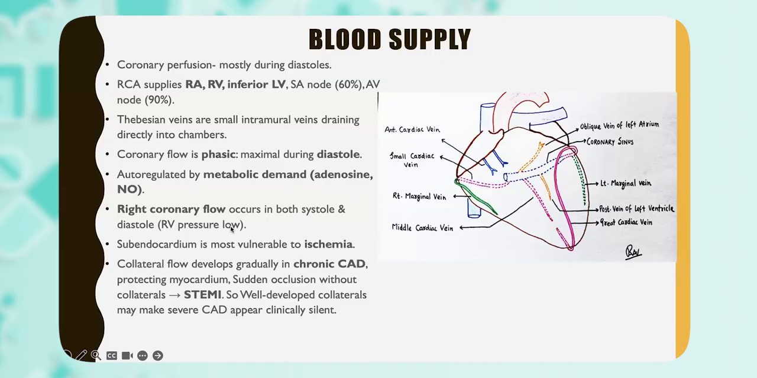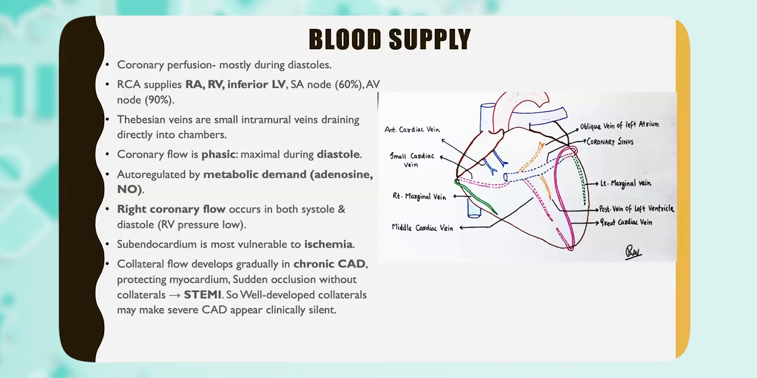Right coronary flow, interestingly, occurs both in systole and diastole. Since RV pressure is low, why does this matter? Actually, the blood flows because of the difference of pressure created between the sinus and the cavity pressure. So imagine the LV cavity pressure in systole. It's very high, right? It's 120 or something. So hardly there is any difference in the pressure between the aortic sinus and the LV cavity, and hence there is not much flow in systole.